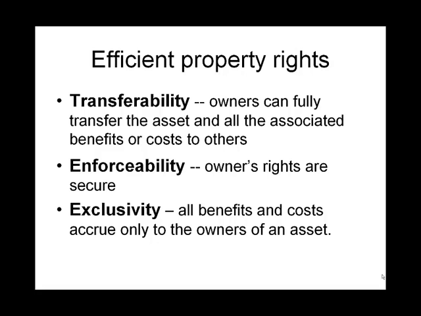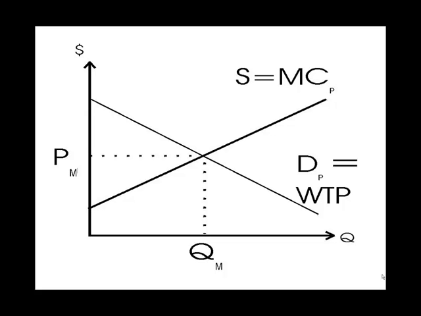Finally, and we're going to focus a lot on this property in our course, is the property of exclusivity. And that means that all of the benefits and costs accrue, that is, fall on only the owner of the asset. So if I buy a box of cereal, I get to enjoy the pleasures of eating my Cheerios. No one else gets the benefits associated with the Cheerios if I put them into my mouth. Now, as we'll see, these properties end up having incredibly important impacts on our notion of economic efficiency.